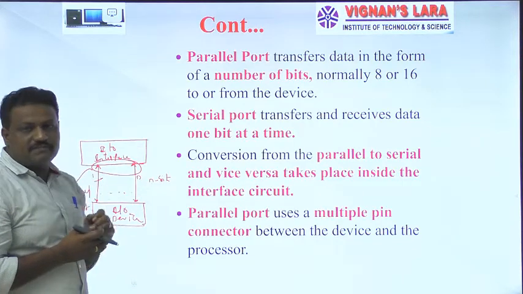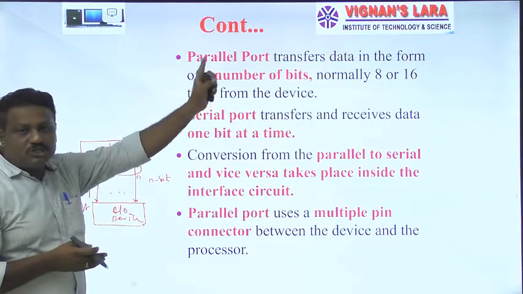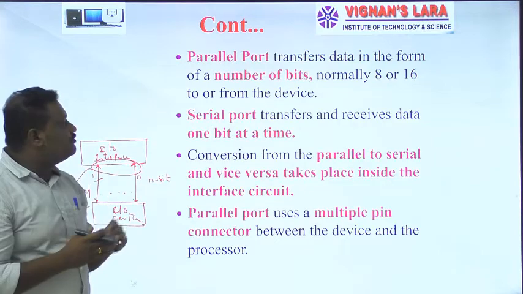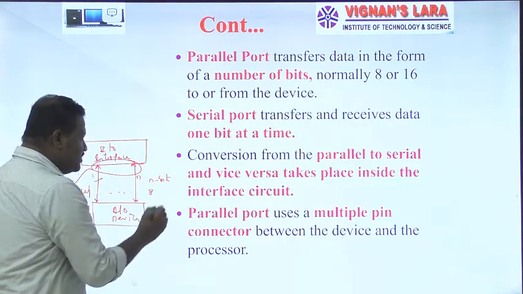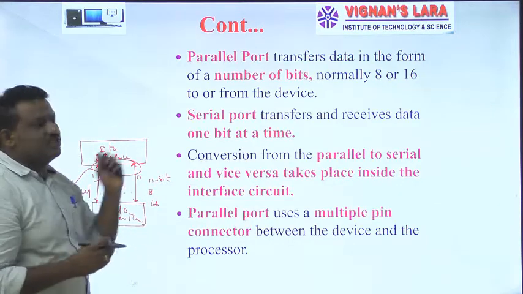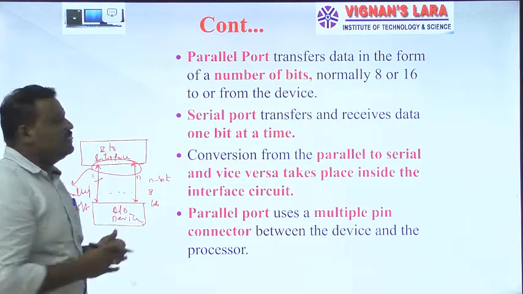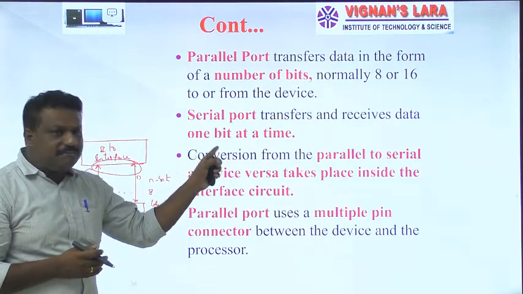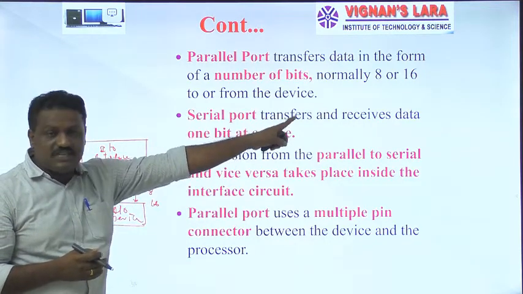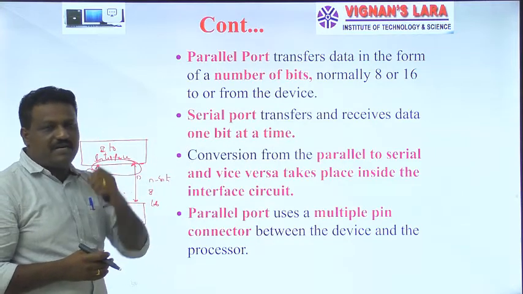So that's why here we are saying the parallel port transfers data in the form of a number of bits. Normally here this n is either 8 or it may be 16, to or from the device. That's the meaning of this. And the second one is the serial port, which transfers and receives data 1 bit at a time.